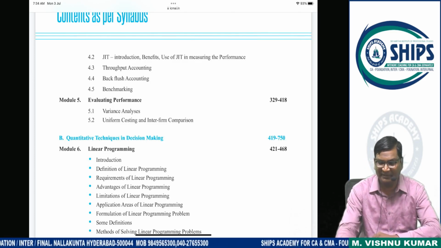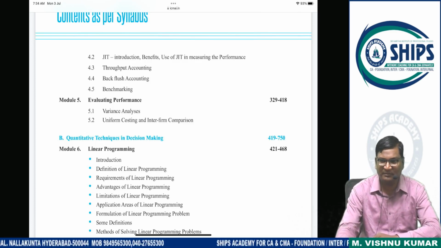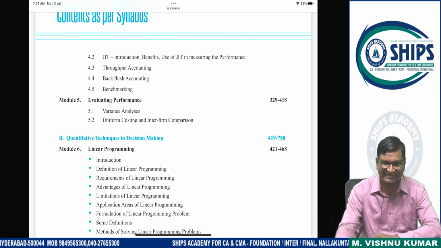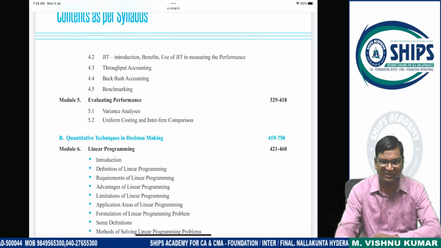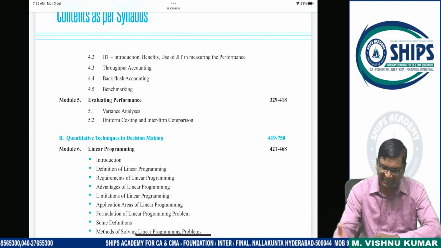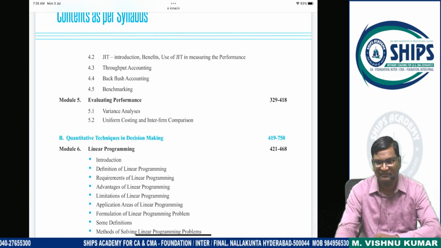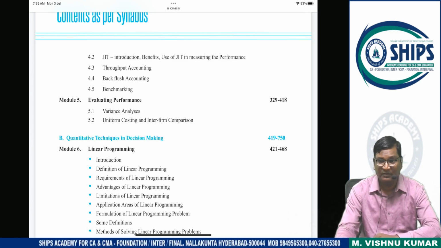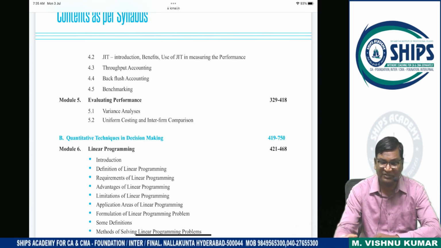So in linear programming, the entire topic is based on what? Maximization, minimization. The entire linear programming is connected with what? Maximization or minimization. The entire QT is connected with maximization, minimization only. Okay?